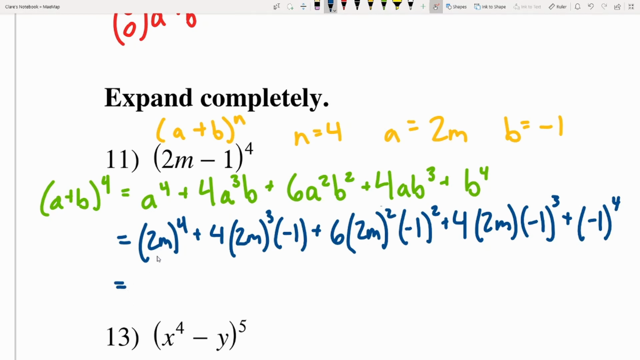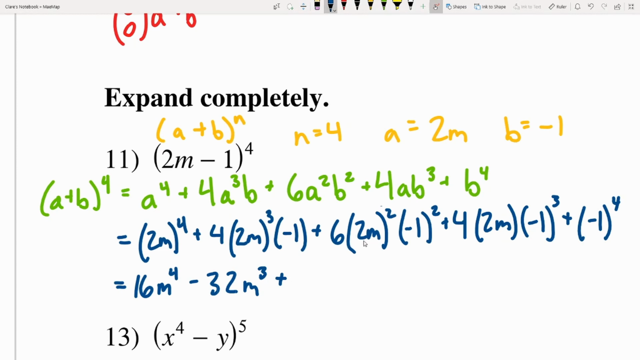Now I just got to simplify. 2m to the 4th, that's 2 to the 4th times m to the 4th. 2 to the 4th is 16, so that's 16m to the 4th, plus 4 times 2m cubed times negative 1. Well, 4 times negative 1 is a negative 4, but we still have to deal with this 2m cubed, which is 2 cubed times m cubed. 2 cubed is 8, so 8 times a negative 4 is a negative 32. So as opposed to adding, I'm going to subtract 32, and that was all multiplied by m cubed. Then I'm adding that to 6 times 2 squared times m squared times negative 1 squared.